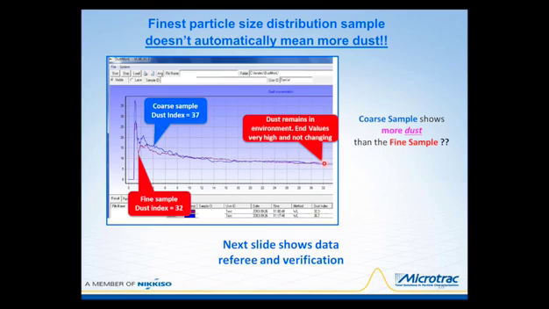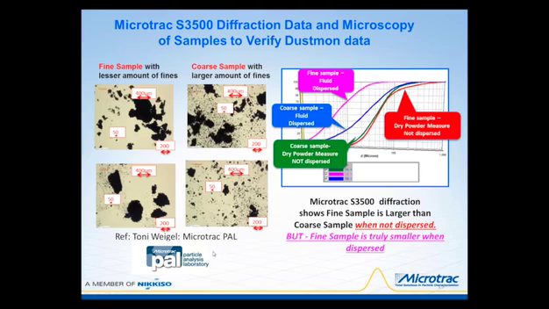So in this case, it would be wise, and I could not continue this graph, it would be wise to make this measurement for 120 or 250 seconds just to monitor how long it would take for this dust to settle. But it still comes back to that question, why is the coarse sample giving rise to more dust than the fine sample? So what we did was some verification testing.